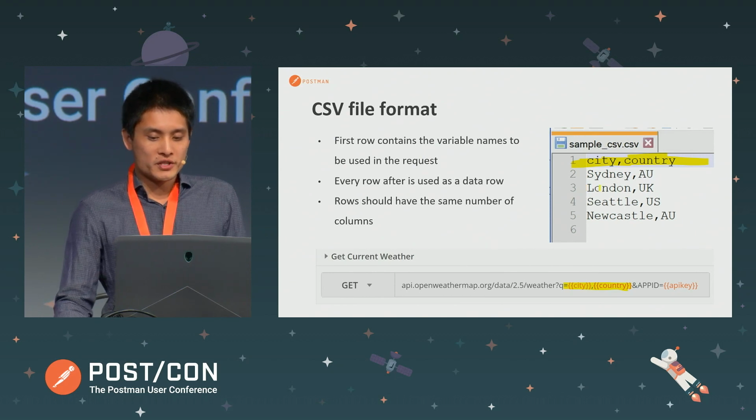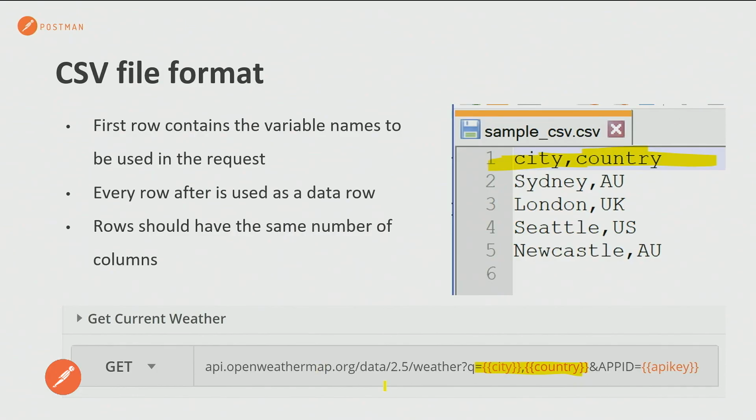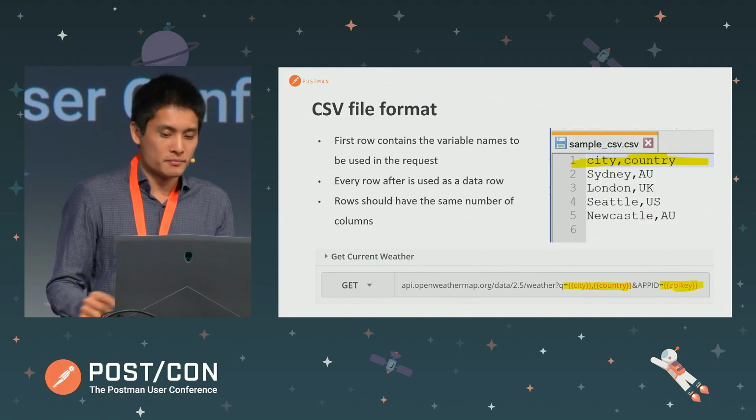So the first request that we're going to send from that data file is going to be this Open Weather API. We're going to check for the weather of Sydney in Australia, and then the second one will check for London in UK, third one Seattle, etc. So they get substituted into where those variables are defined in your request. This API key variable isn't defined in my data file, so the API key will be taken from wherever we define that value, either in the collection or in the environment.